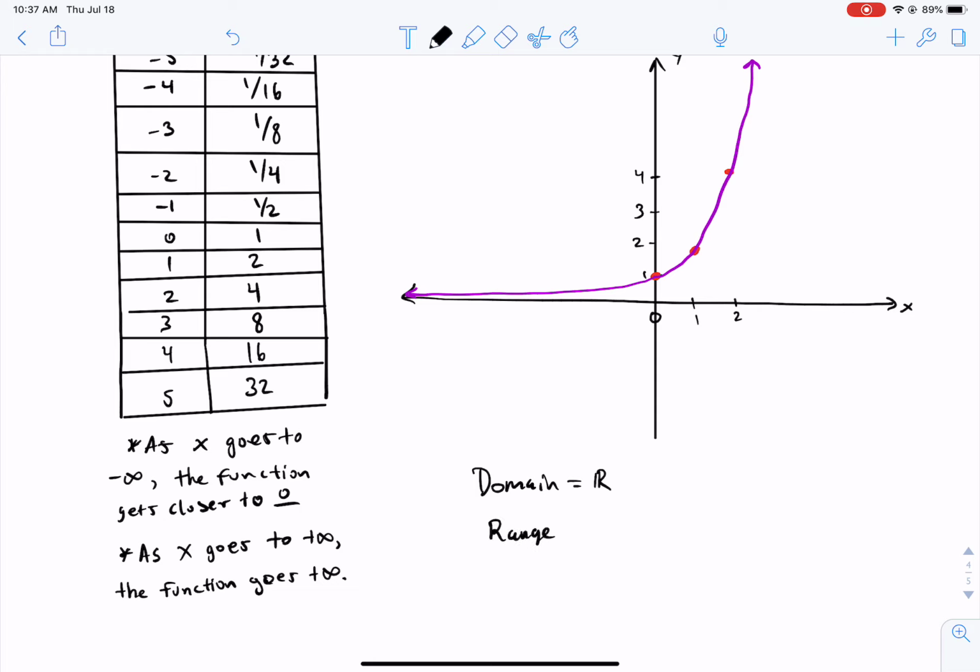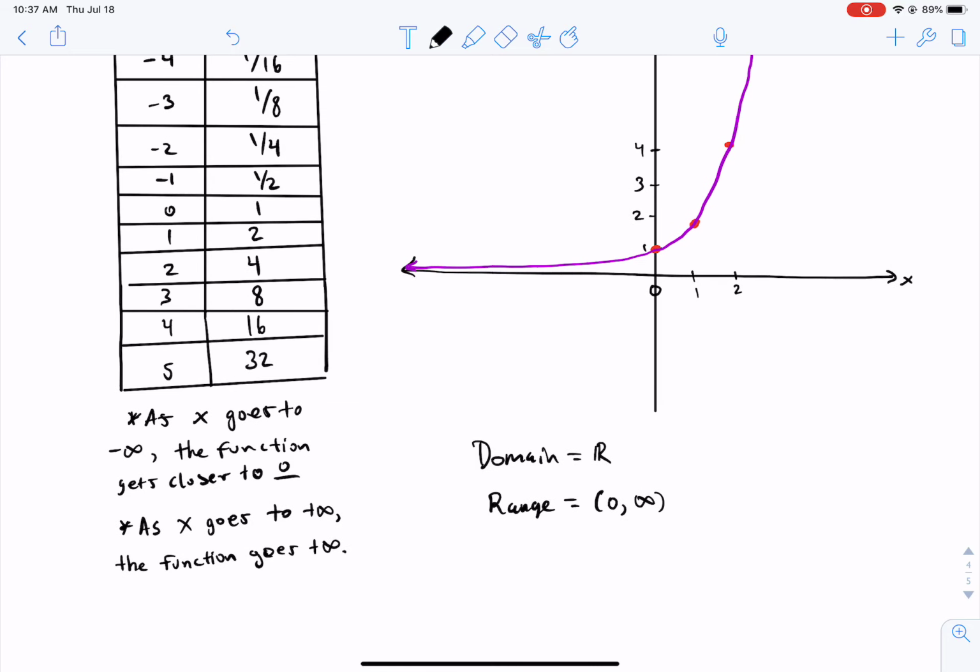What will be the range for this? 0 to positive infinity. Yeah, but we have to be careful here. We cannot include zero. There's no particular x value that we can plug into the function to get zero. So the range will be everything from 0 to infinity. And so what about an x-intercept? There is no x-intercept. There's none.